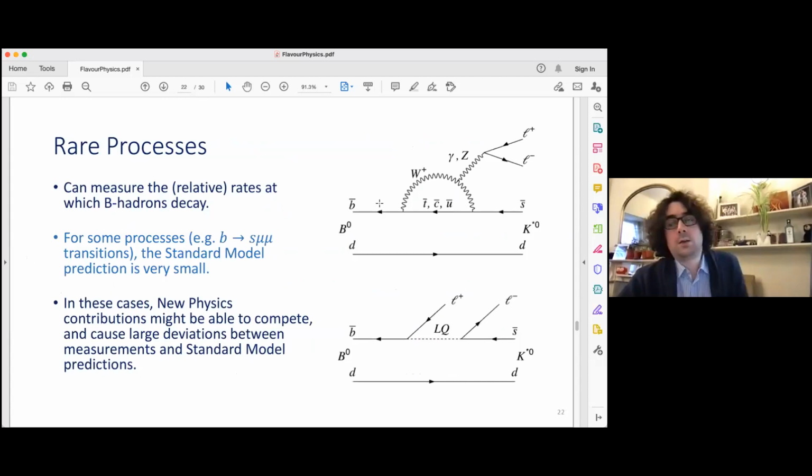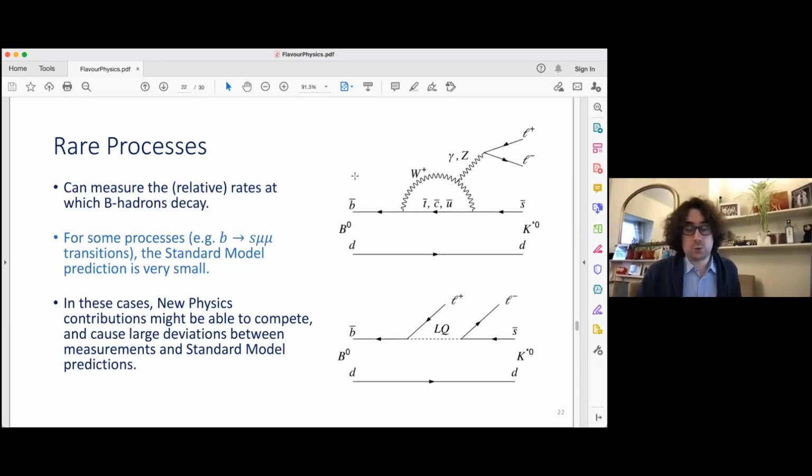Another key aspect of this quark flavour physics are measurements of the relative rates at which B hadrons decay. Now, for some processes, for example, where I start with a B quark and I end up with an S quark and 2 leptons, so in this case they might be muons, the standard model prediction is very small. And you can see this by the fact that the Feynman diagram is very complicated. It's got a whole bunch of different vertices that really drive down the rate if I want to evaluate how often this occurs.